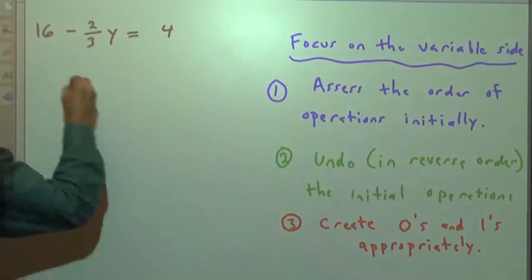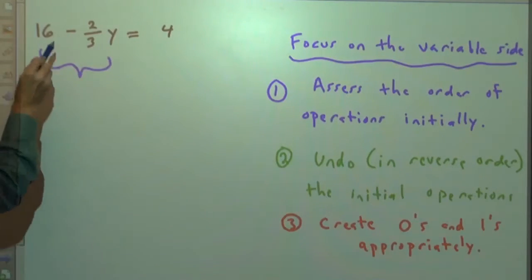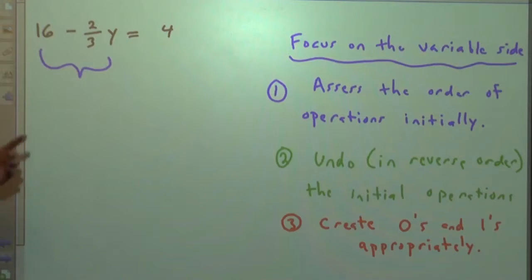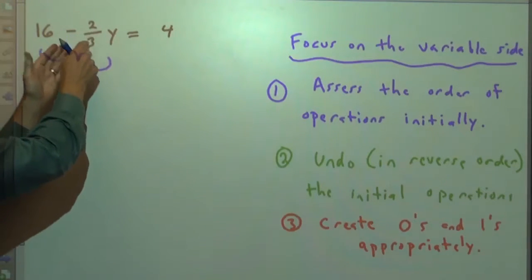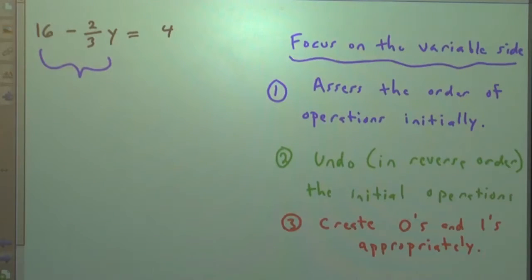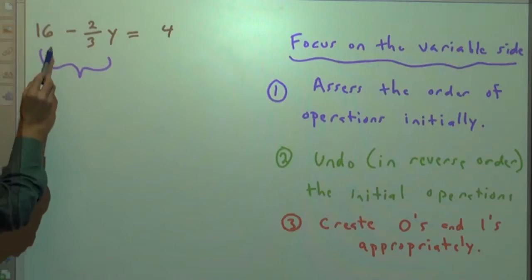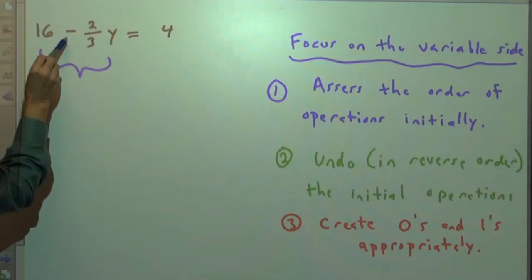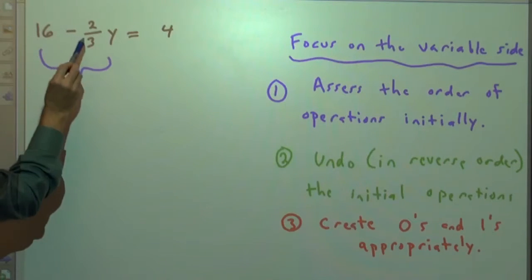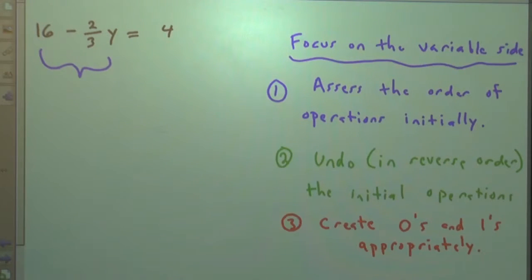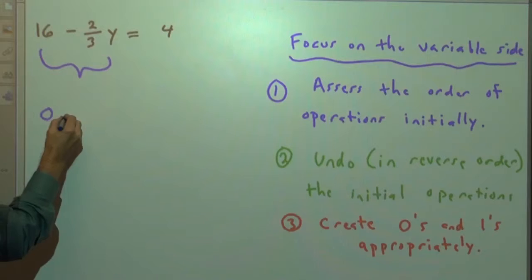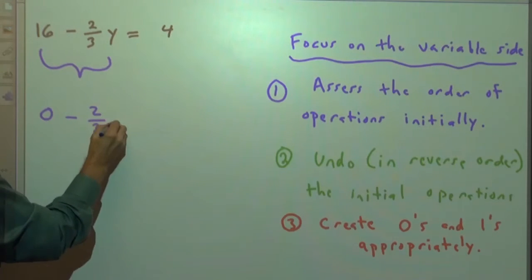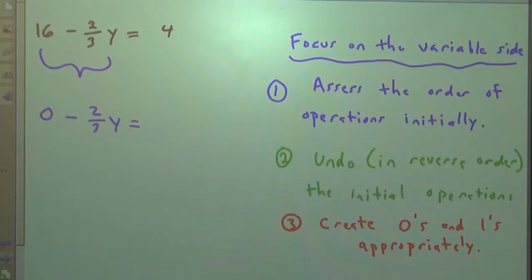So the variable is on the left side. There's subtraction and there's multiplication. Multiplication would have been done first, then 16 minus that result to give us the 4. So we're going reverse order of operations. We will take care of the less sophisticated operation of subtraction before we take care of the multiplication. So, knowing that we have subtraction or addition, we would like to create a 0 right here. A 0 minus 2/3 y is what we'd like to see have happen.